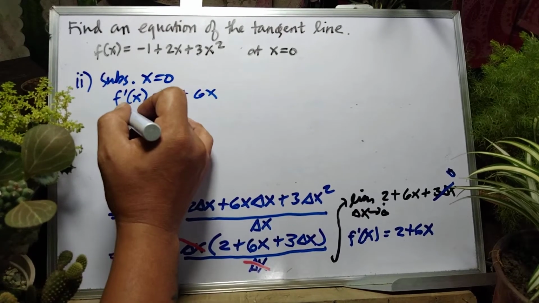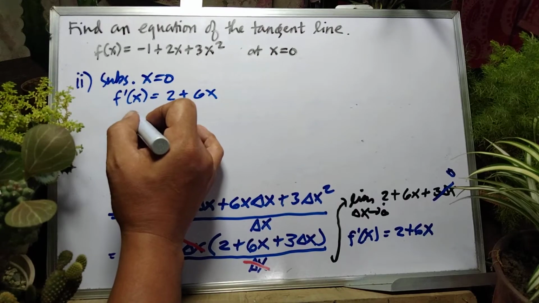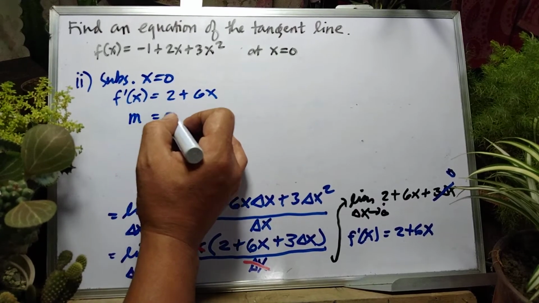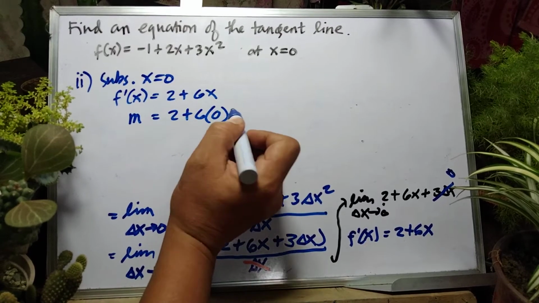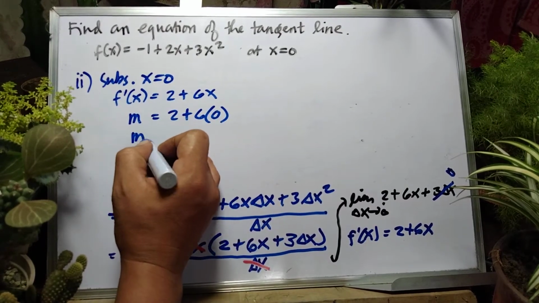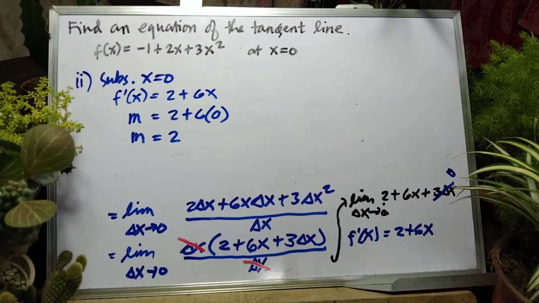Okay? So, again, f prime of x or the derivative is just the same as the slope. M is equal to 2 plus 6 at 0. So, therefore, our slope is equal to 2. No? Are we correct? Okay.